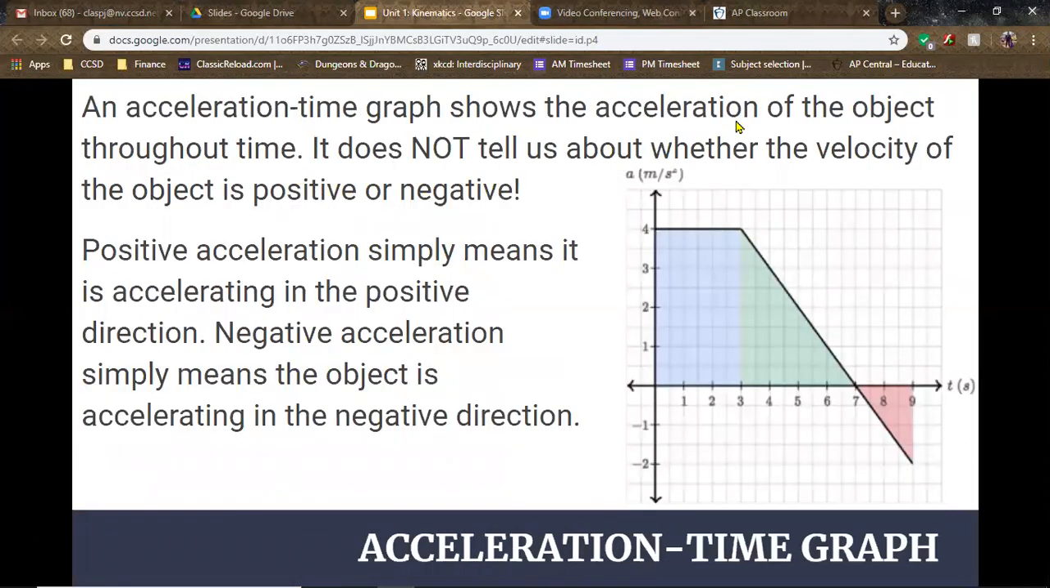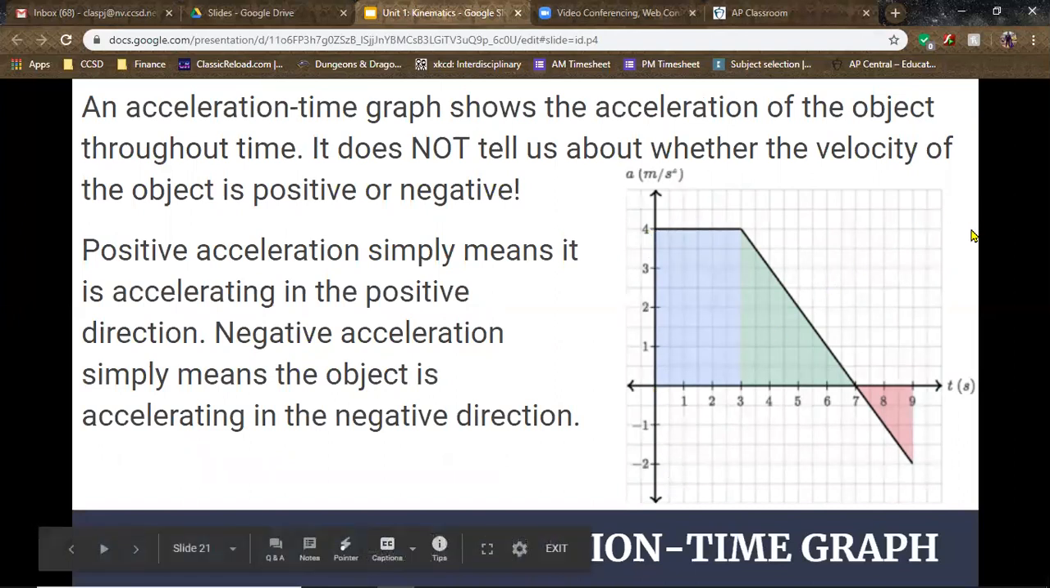Okay, an acceleration time graph will show us the acceleration of an object throughout time. So let's talk about this. It doesn't tell us whether the velocity or the position is positive or negative. It doesn't tell us any of that. It just helps us understand the acceleration throughout time, okay? Positive acceleration above the horizontal simply means it's accelerating in the positive direction. Negative acceleration below the horizontal simply tells us it's accelerating in the negative direction.